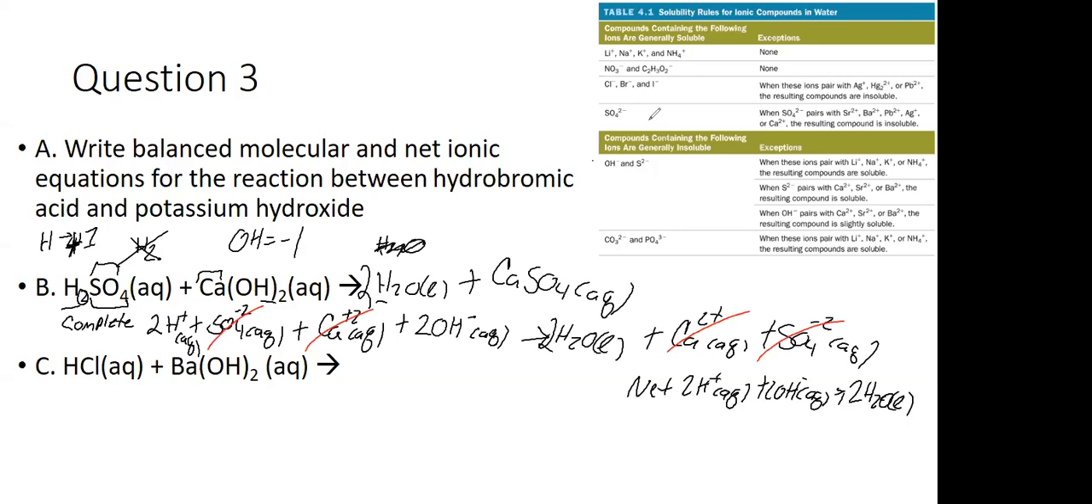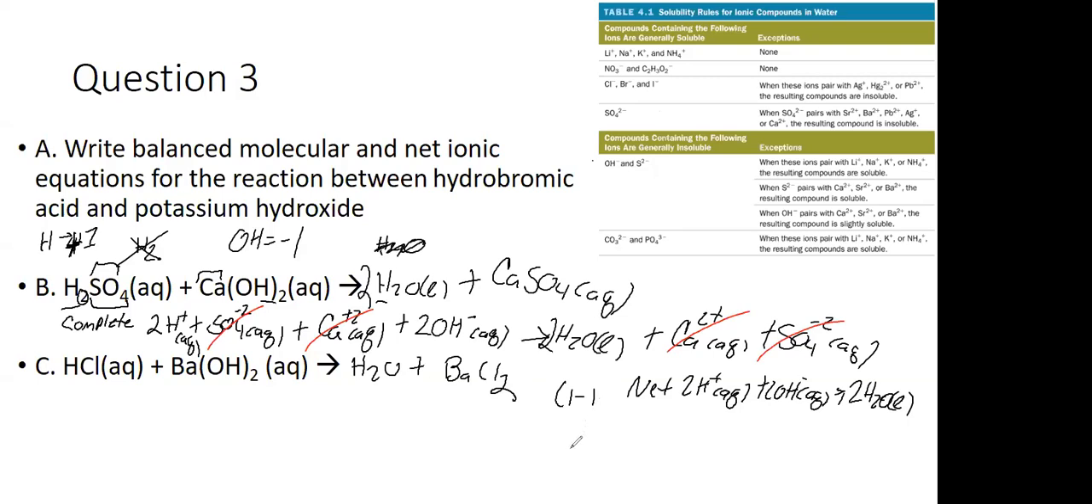Okay. Next one, hydrochloric acid plus barium hydroxide. Well, that makes water, and that makes barium chloride. Here's another question I'm sure you're wondering. How do I know it's BaCl2? All right, so halogens. Cl's a halogen. Halogens are always -1.